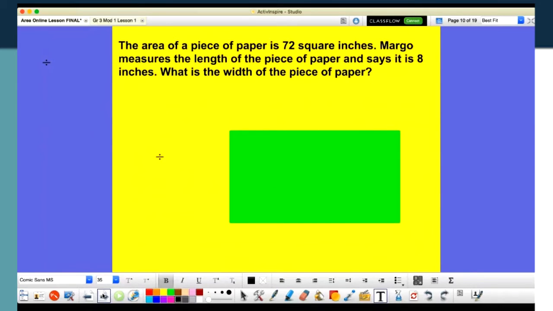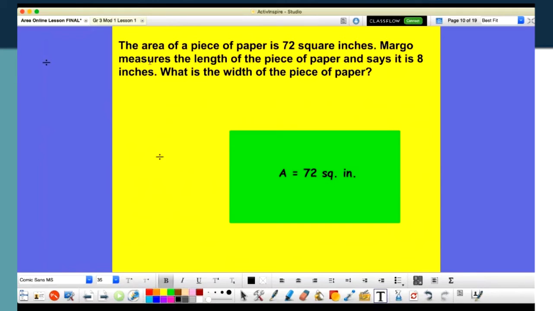All right, let's take a look at this word problem. Here it says the area of a piece of paper is 72 square inches. So I'm going to go in and fill that in because I like to fill things in as I read. So I know the area for this piece of paper is 72 square inches.